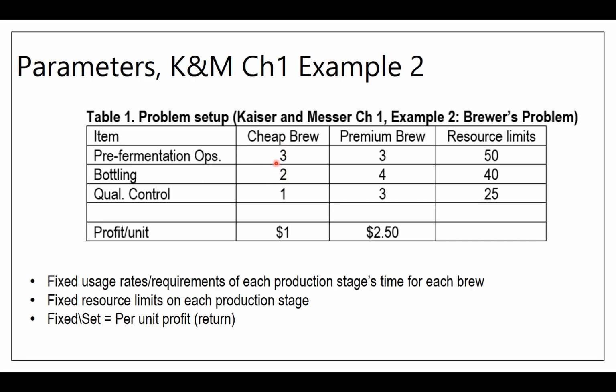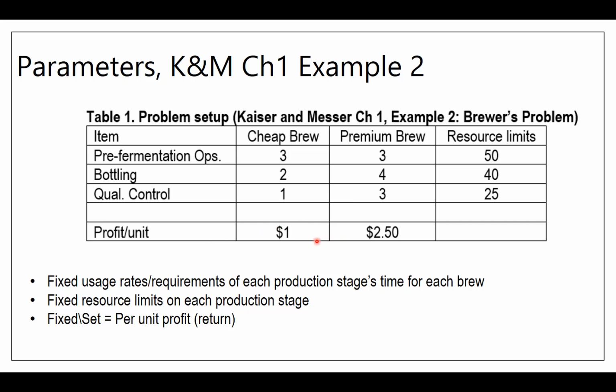But for now, we're just going to say they use up hours that are available, and these are the rates at which a single unit of the brew uses up this line, the pre-fermentation operations: 3 hours for every unit of cheap brew, 3 hours for every unit of premium brew. And then the total amount in this planning period that we're solving the model for is 50 hours. You can read through all the constraints that way.